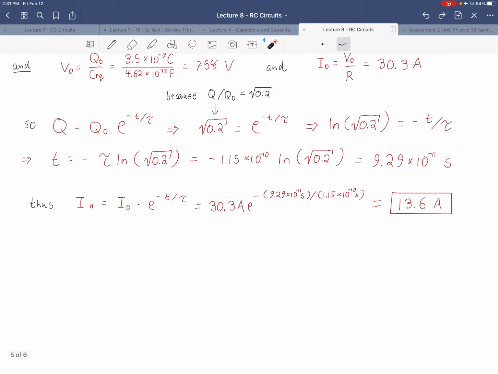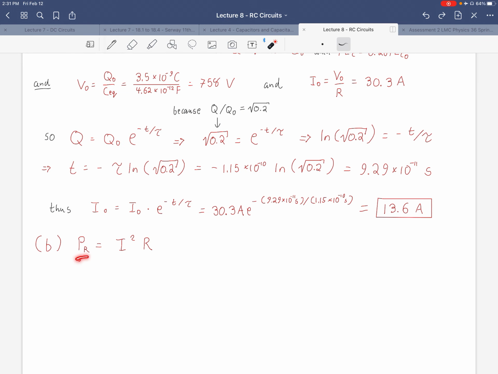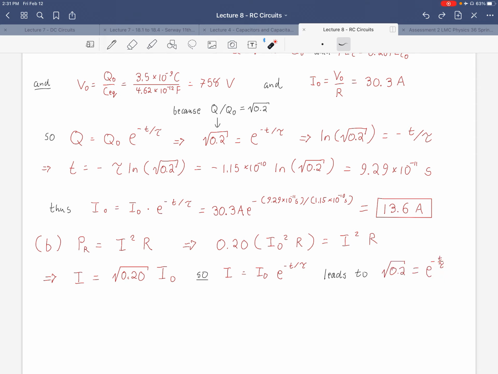Let me go ahead and show it mathematically. Here is the expression for the power output of a resistor, I squared times R. And I want 20% of the initial power output to equal the current power output. So in other words, that's going to give me a relationship between the instantaneous current and the initial current. And it's the square root of 0.2 relationship, just like we saw with charge. And if that's the case, then it's going to lead to this, just like before, just like we saw with charge. This is the exact same mathematical expression.